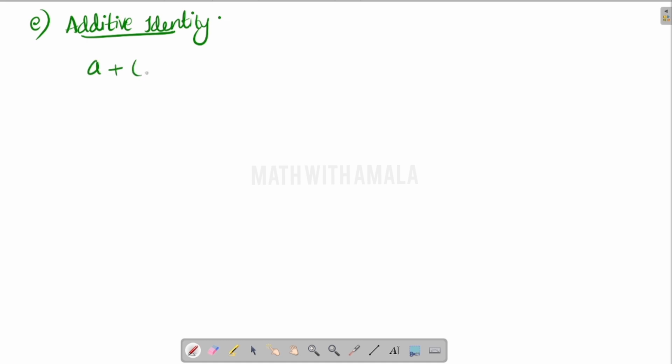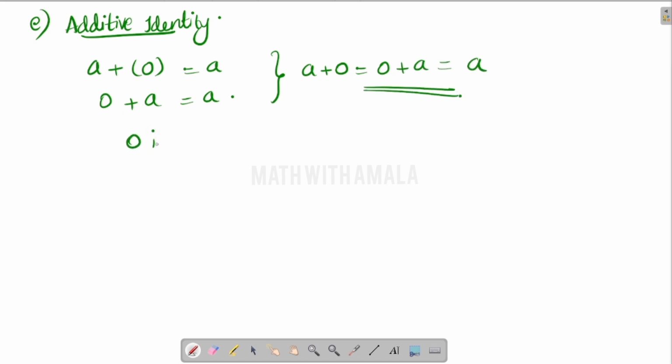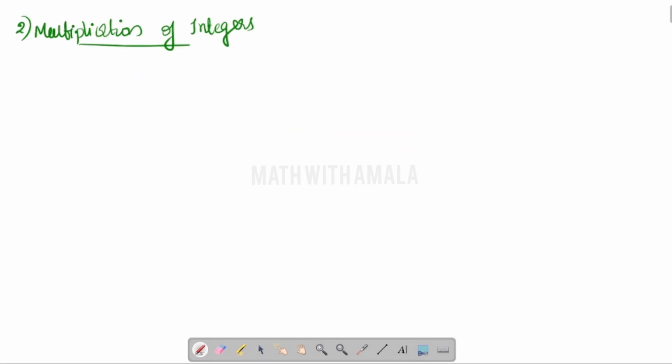Next, part E is additive identity. Here, a plus some number equal to a means obviously it is 0 only. 0 plus a equal to a. a plus 0 equal to 0 plus a equal to a. Hence, we can say that 0 is the additive identity of integers.